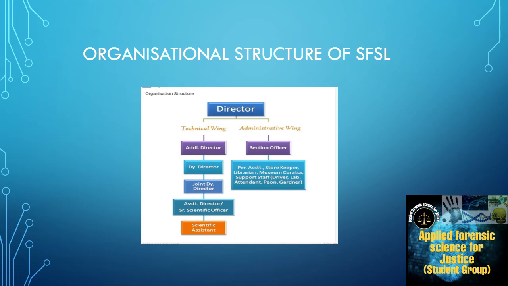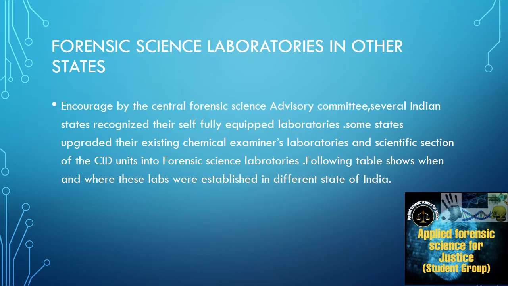Organizational structure of State Forensic Science Lab. The Director heads two wings. First is the technical wing, second is the administrative wing. The posts under the technical wing are: first, additional director; second, deputy director; third, joint deputy director; fourth, assistant director or senior scientific officer; and last, scientific assistants. The posts under the administrative wing start with section officer and the last is attendant.